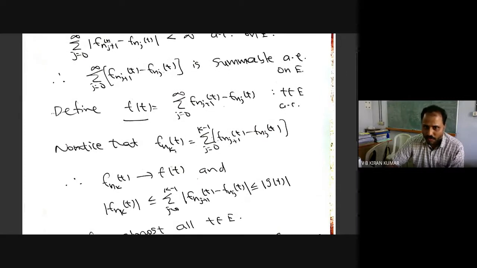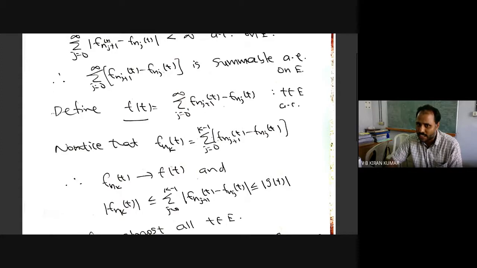Now we consider f_{n_k}. From here we know that f_{n_k} will be the sum from j equals 0 to k minus 1 of f_{n_{j+1}}(t) minus f_{n_j}(t). Terms will get cancelled in here, and you'll obtain f_{n_k}(t) only. That means if you take the (k minus 1)th partial sum of this series, you are getting f_{n_k}(t).